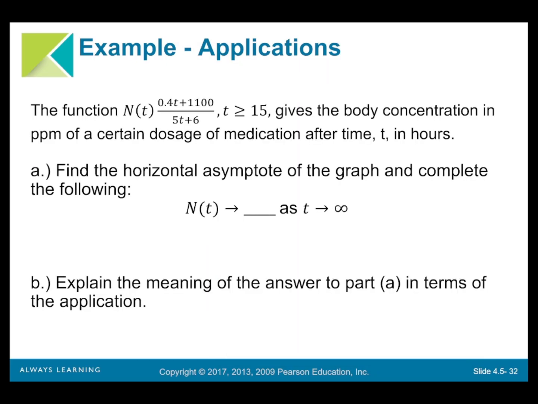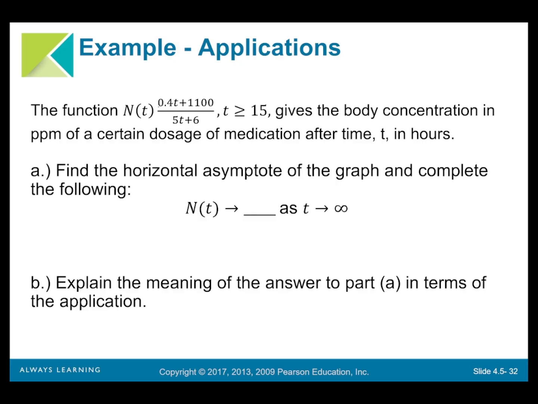So, an example with an application here. Here we're given a function n of t, where t can only be greater than or equal to 15. This function gives the body concentration in parts per million of a certain dosage of medication after time t in hours. Find the horizontal asymptote of the graph and complete the following. So, only using what we've learned in lecture today, we don't have to worry so much about the meaning of this application right now. We want to think about horizontal asymptotes.